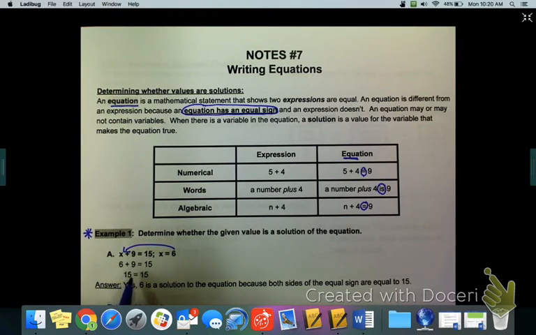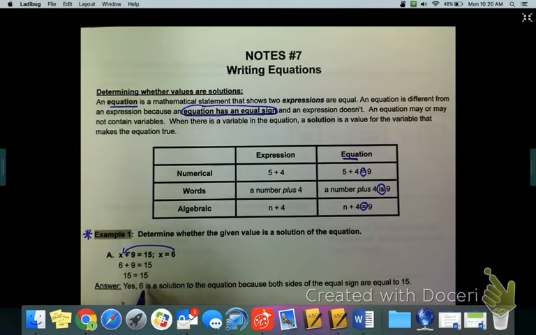And now I'm going to show that what is on one side of the equal sign is equal to what's on the other side of the equal sign. If that is true, then that is a solution to the equation. So is 6 plus 9 15? Yes. And the other side of the equal sign is 15. So yes, 6 is a solution to this equation because both sides of the equal sign equal 15.